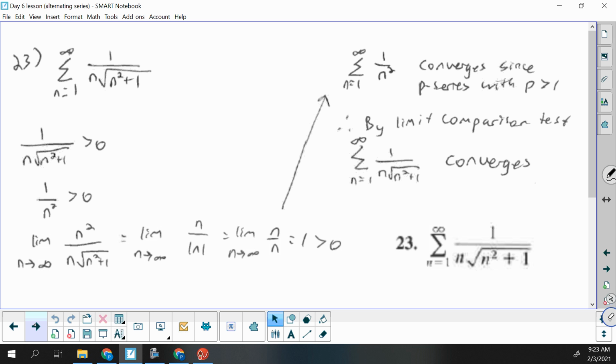As n goes to infinity, the 1's not really going to do anything. Square root of n squared is just absolute value of n. But when n goes to infinity, it's going to be positive, so we can think of it as n over n, which is 1. That's a positive finite number, so our original series must do the same as our nice series. Our nice series was a p series with p greater than 1, so that converges. Therefore, by the limit comparison test, our original series converges.